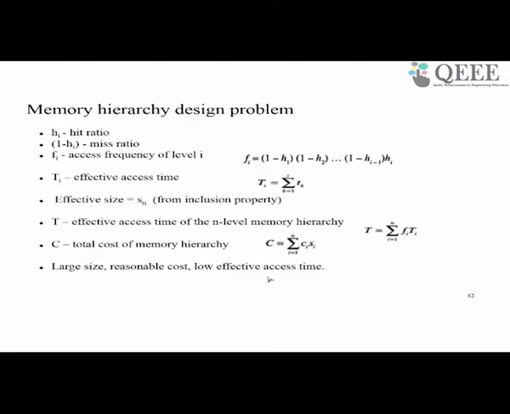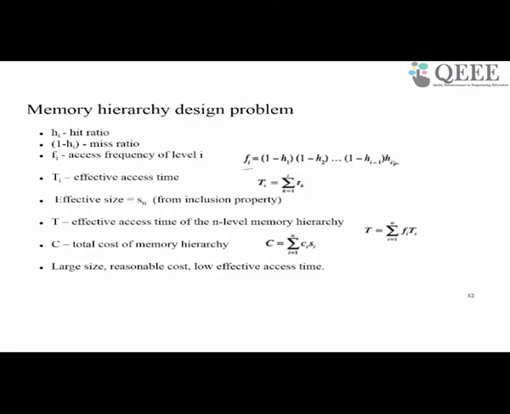Then there is an access frequency. How often do you really go to the ith memory in order to fetch an item? You will go to the ith level only when levels 1 to i minus 1 have a miss, and therefore you go to the ith level. So Fi, the frequency of access to the ith level, can be written as (1 minus h1) into (1 minus h2) and so on, (1 minus h(i-1)) into hi. So you will access the ith level only when there are misses in all the levels lower than i and there is a hit in hi.